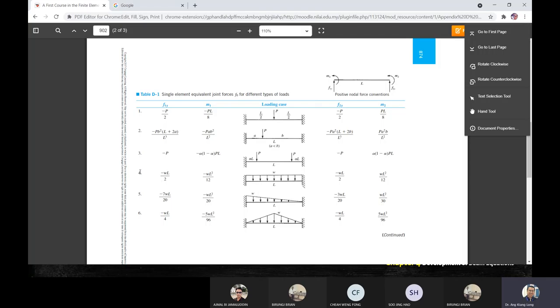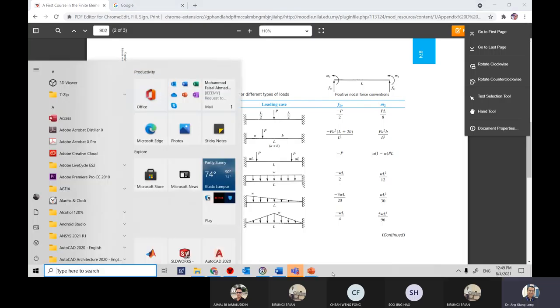So as you can see, we have a case number 4, if you refer to appendix D. As you can see, we're having a well-distributed load. And then if you look at F1y, the value in this table is negative WL divided by 2. Remember to refer to this diagram. So you are converting this one to this diagram. So we just explained to you how you get F1y equal to negative WL divided by 2. Your M1 equal to negative WL squared divided by 12, in the presentation just now.